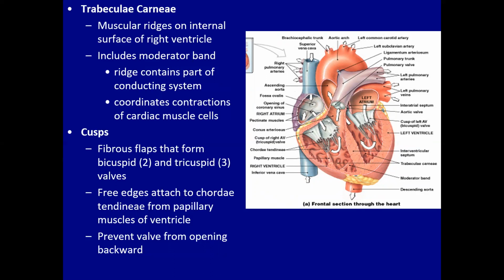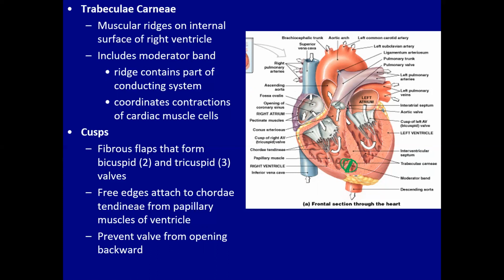Also on the inside of the right ventricle is this guy right here, which is called the moderator band, right? It doesn't look like much right here, but essentially it's a band that goes from the interventricular septum to the right ventricular wall, right? Moderator band. It allows for coordination of the contractions of the cardiac muscle cells. It's part of the conducting system, and we'll talk a little bit more about it later.